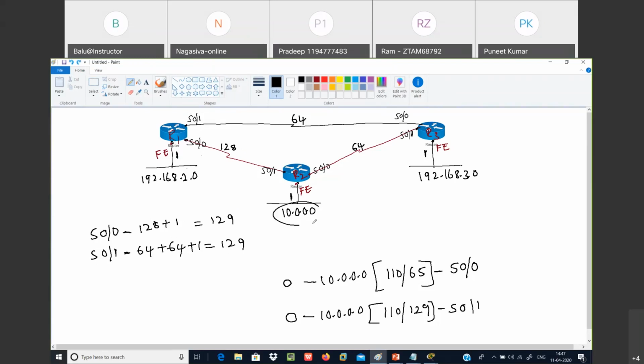So to reach the 10 dot network, we have two interfaces, two paths. One is 0/0, one more is 0/1. If the cost is the same on both, then out of the two, which is the best one?